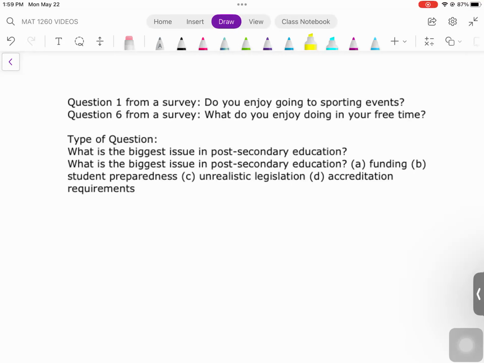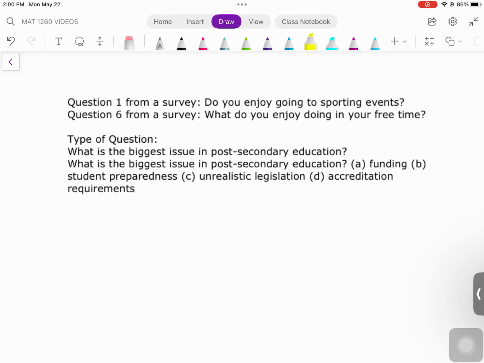Question 1 from a survey: do you enjoy going to sporting events? And then question 6 from that same survey: what do you enjoy doing in your free time? Because you've already asked them whether or not they enjoy going to sporting events, they might be inclined to respond that way in question 6.